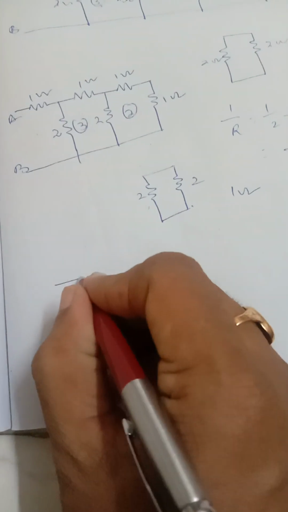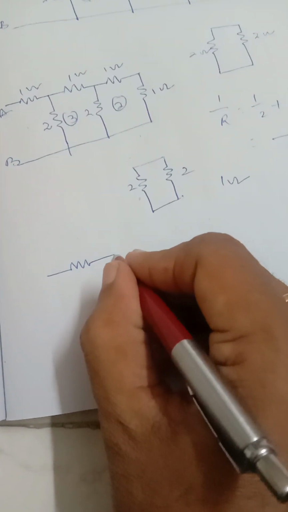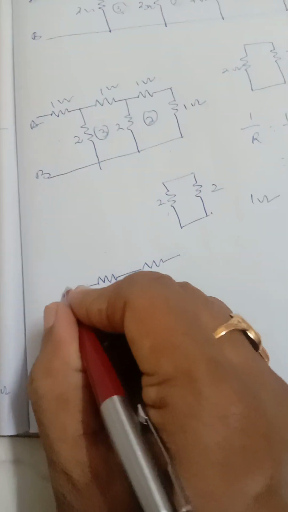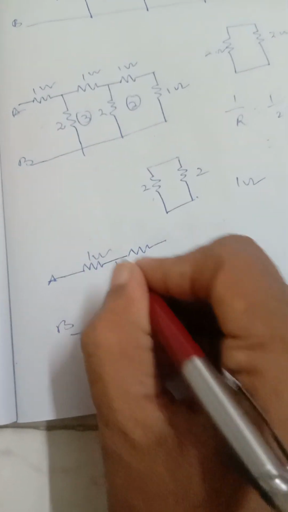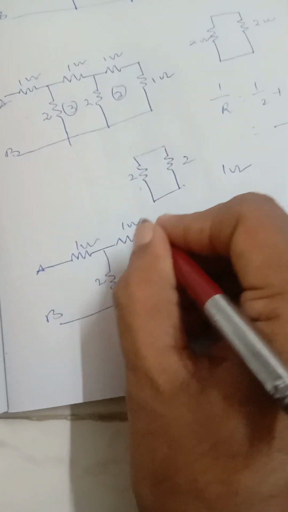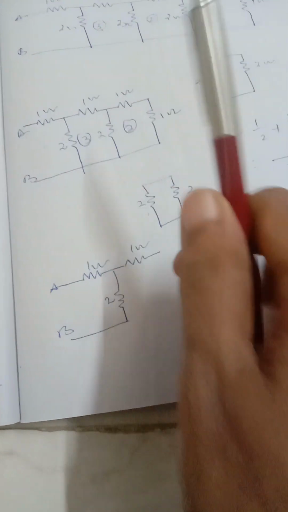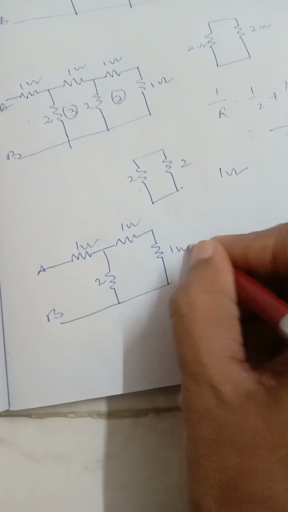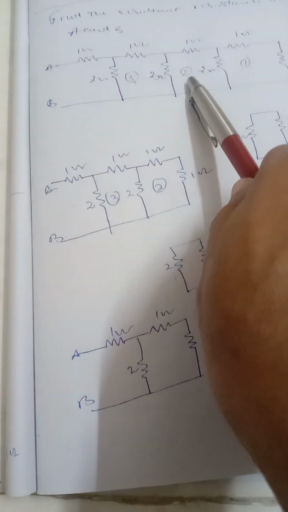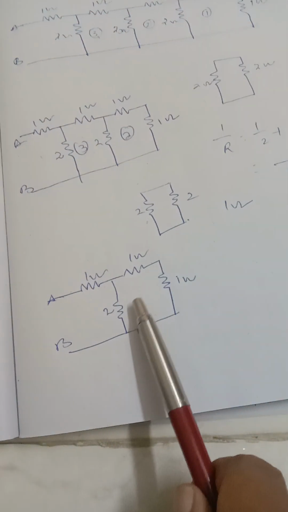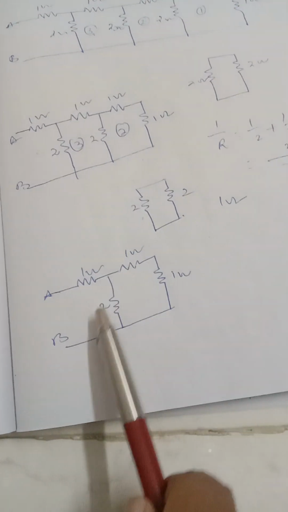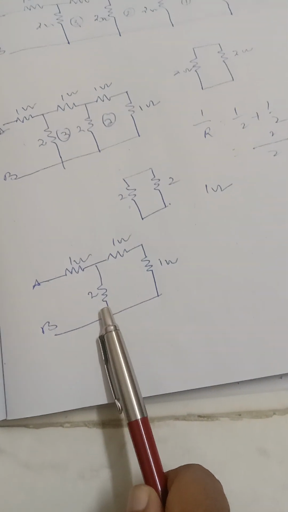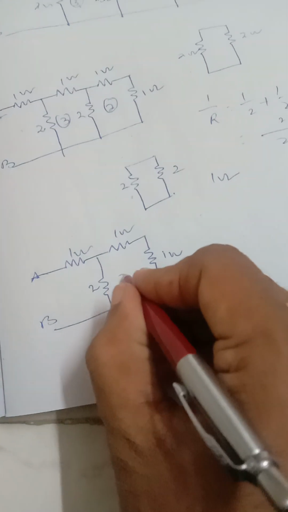Now the diagram will be like this. 1, 1, A, B, 1 ohm, 2 ohms and 1 ohm. The second loop resultant also becomes 1 ohm. That means here also it will become 1 ohm. See, first we solved this one, next we solved this one, next we come up to this point. Again 1 plus 1, 2 ohms is in series. That 2 is in parallel with this 2. Again like this only.